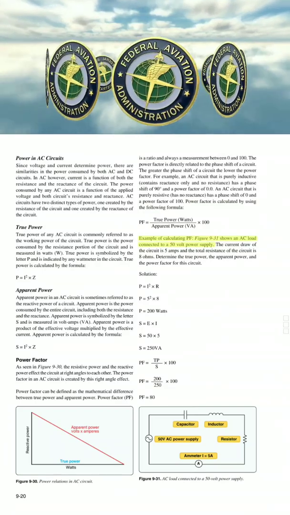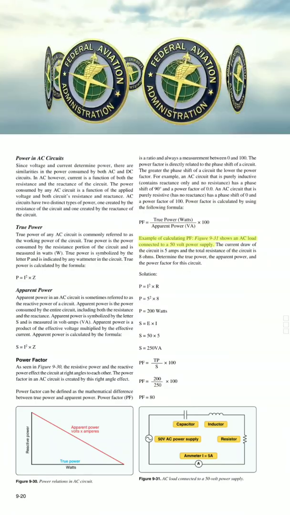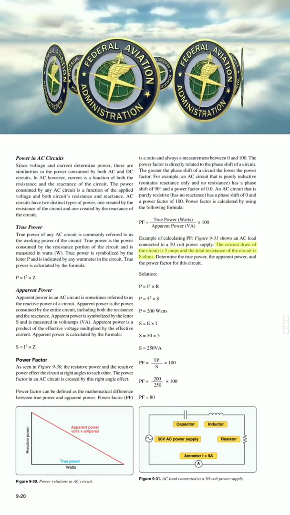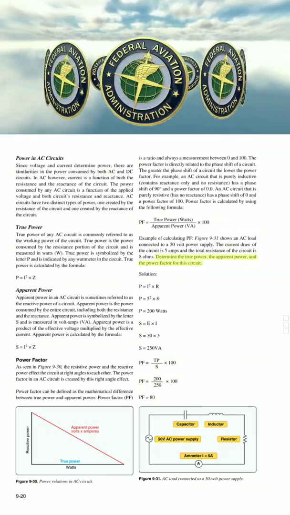Example of calculating PF. Figure 9-31 shows an AC load connected to a 50-volt power supply. The current draw of the circuit is 5 amps and the total resistance of the circuit is 8 ohms. Determine the true power, the apparent power, and the power factor for this circuit.